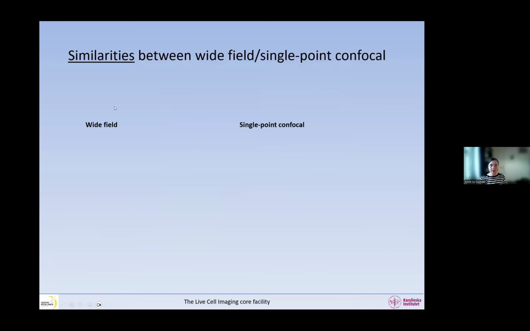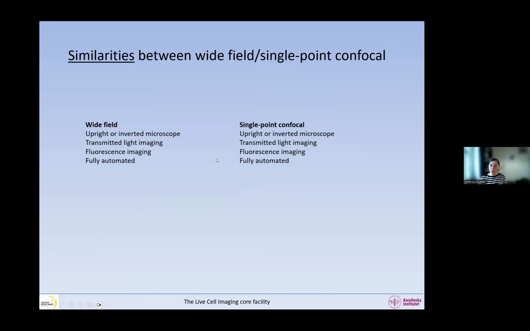So here are the similarities between wide field and single point confocals. In both of them, we can have an upright or an inverted microscope. In both of them, we can have transmitted light imaging and fluorescence imaging, and both of them can be fully automated. So it's not the case that the wide field system is simple and manual, and the single point confocal is all automated. It's not the case at all. We can have Z-stacks on both of them, and we have a high optical resolution in XY on both of them. We will have a workshop about that to demonstrate this.